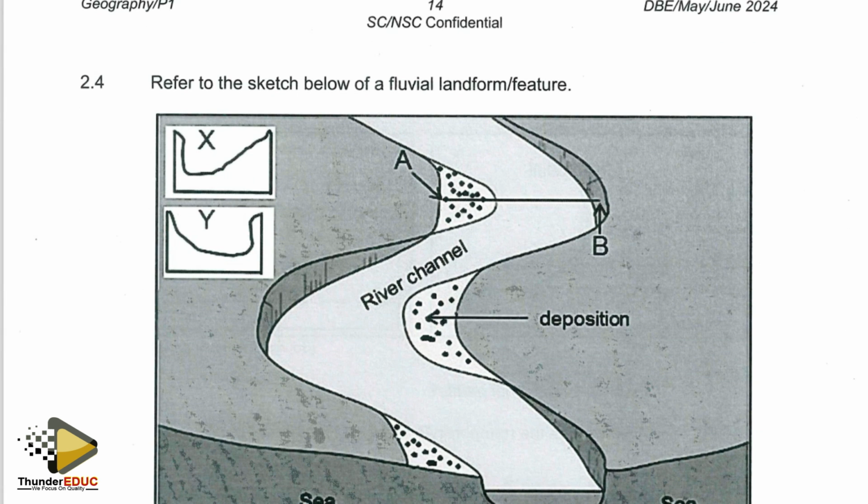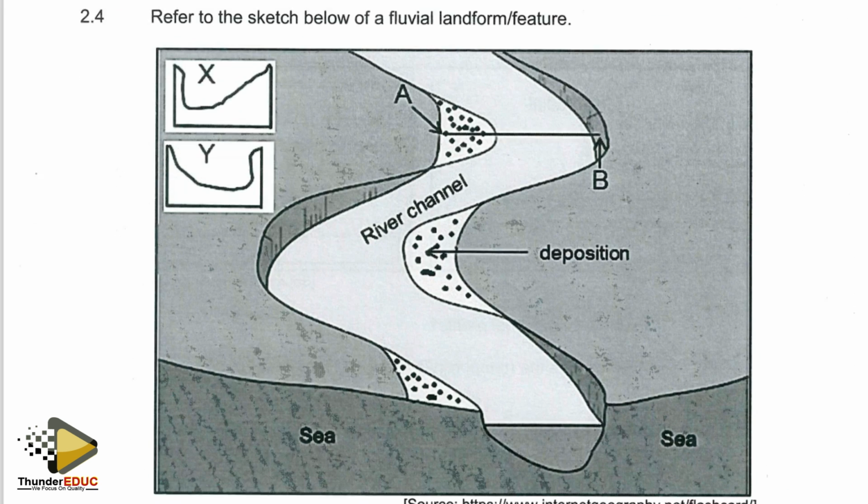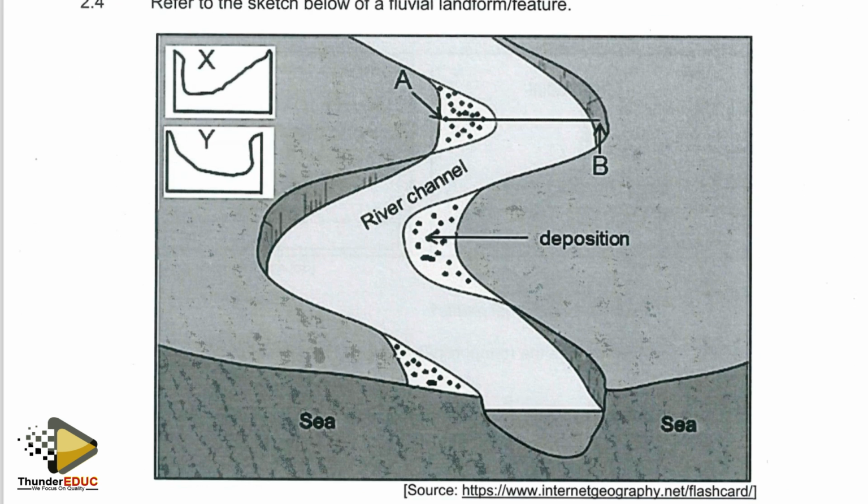Right, we move on to the next question, which is question 2.4. Number 2.4 is based on a sketch of a fluvial feature along the river channel. Right, before we look at this, let me try to explain the aspects of this diagram here, so that when you're answering the question, it becomes clear.